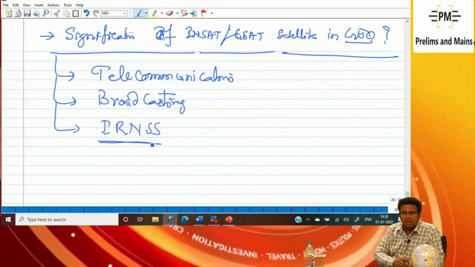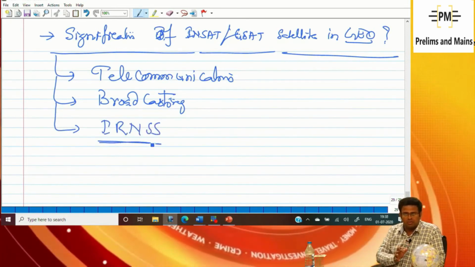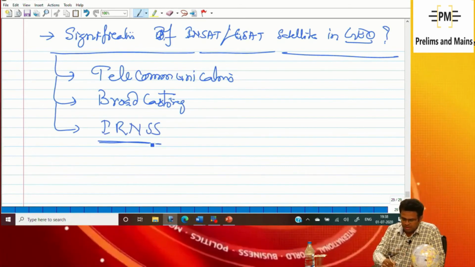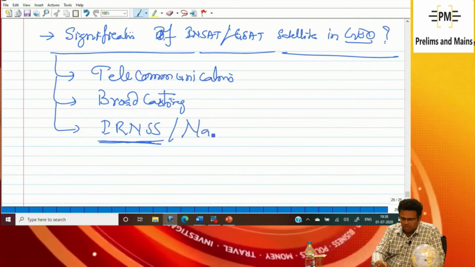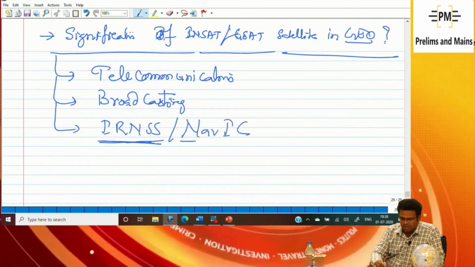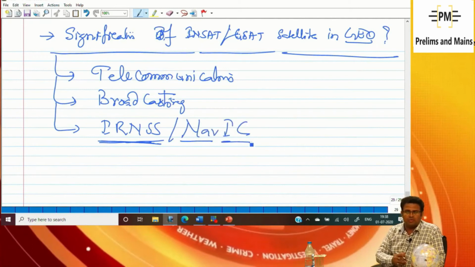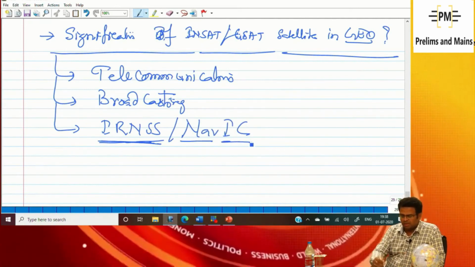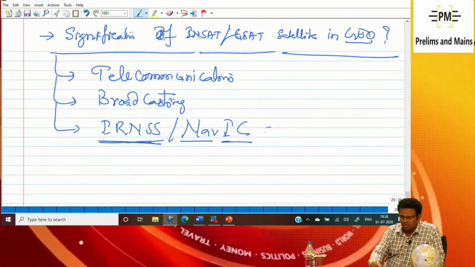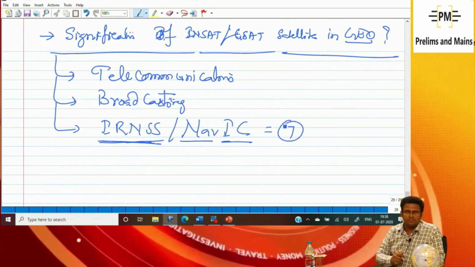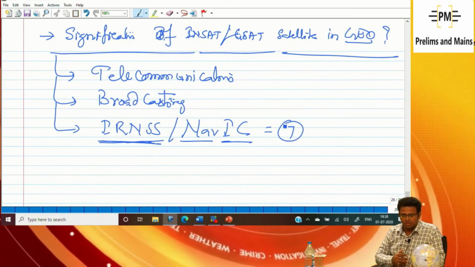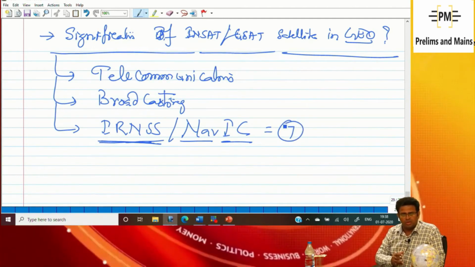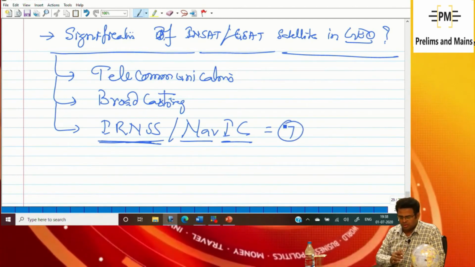And then third, it is for IRNSS and NAVIC. I will not complete this now, I will just explain it to you. I will cover the Indian space program later, at that time. There are also 7 satellites for this: 3 in the geostationary Earth orbit and 4 in the geosynchronous Earth orbit.